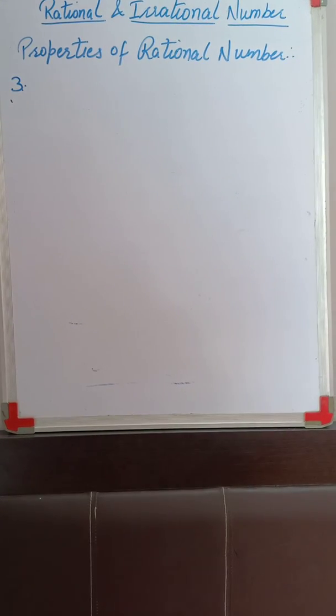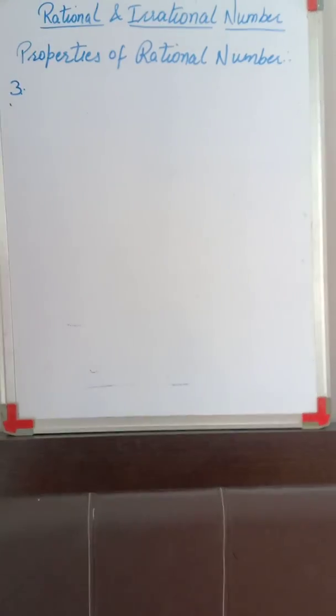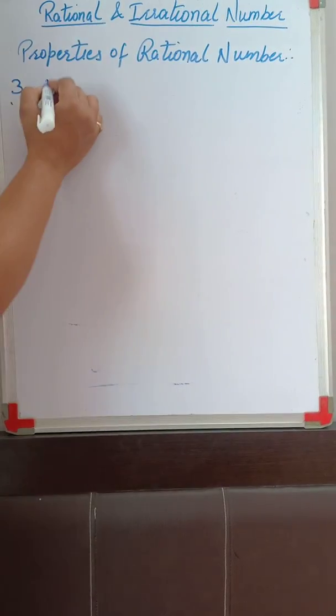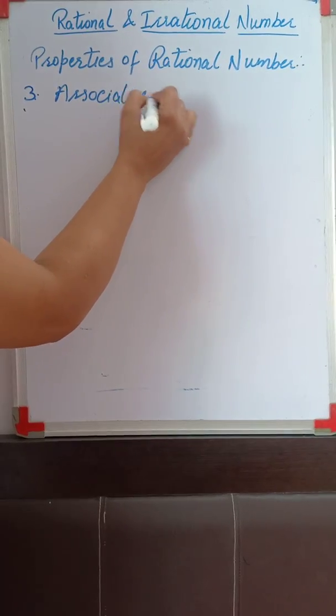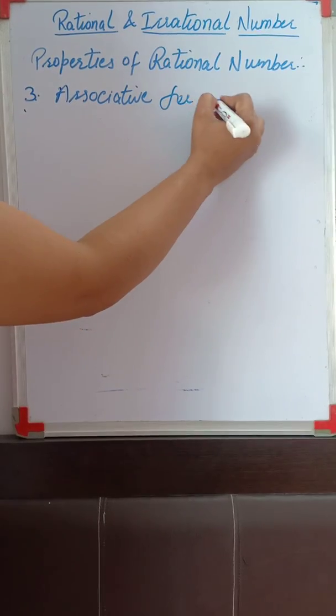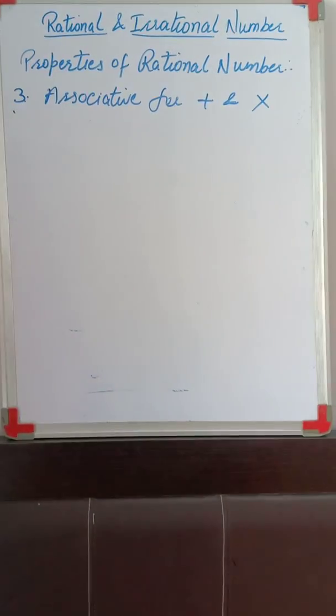The third property of rational numbers is what? The set of rational numbers is associative. What I am saying is, it is associative for addition and for multiplication, right?